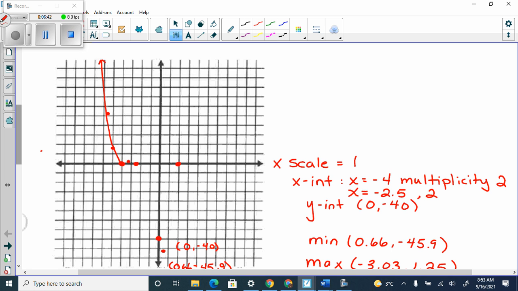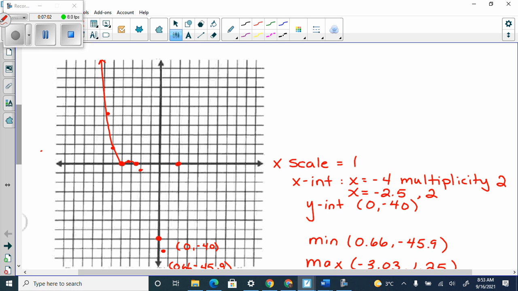And then this one comes up to here and then back down to here and then it comes through. Now if I want to pick some more accurate points in there, I can go to my table and I have -3 and 1.25, -2 and -4. So it would be somewhere here.